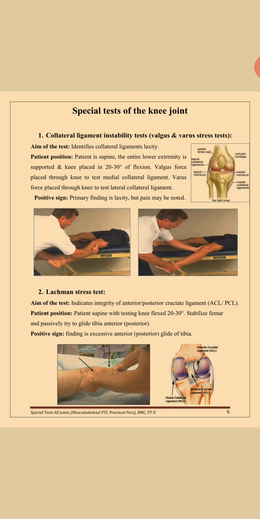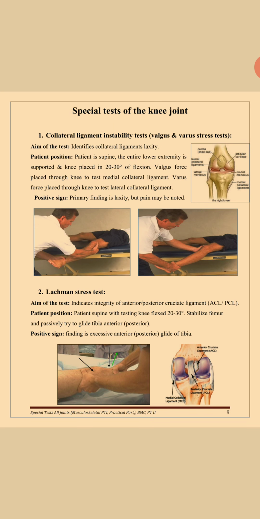Lachman stress test. Aim of the test: indicates integrity of anterior or posterior cruciate ligament, ACL or PCL. Patient position: patient supine with testing knee flexed 20 to 30 degrees. Stabilize femur and passively try to glide tibia anterior, posterior.